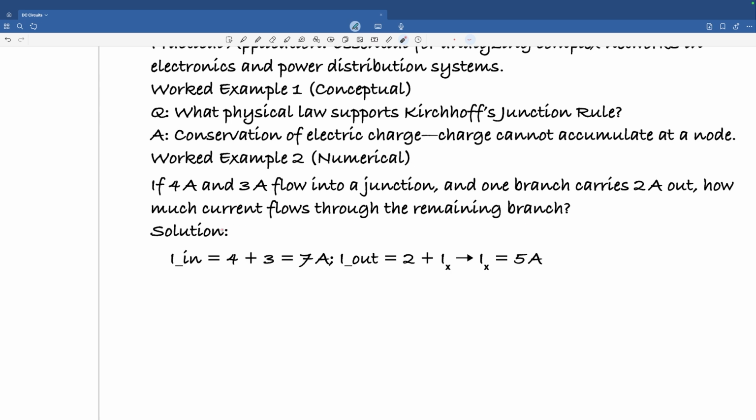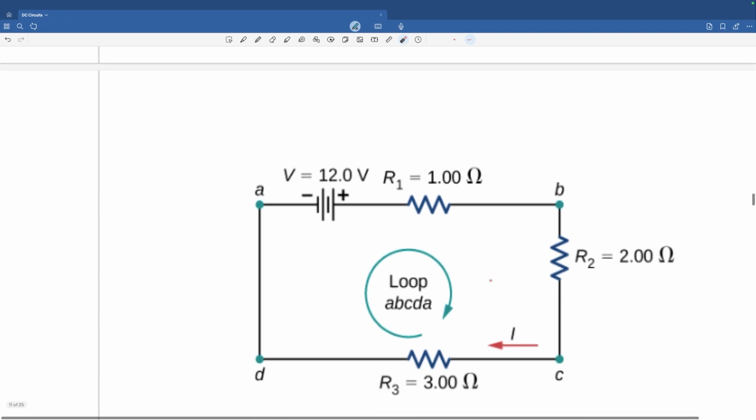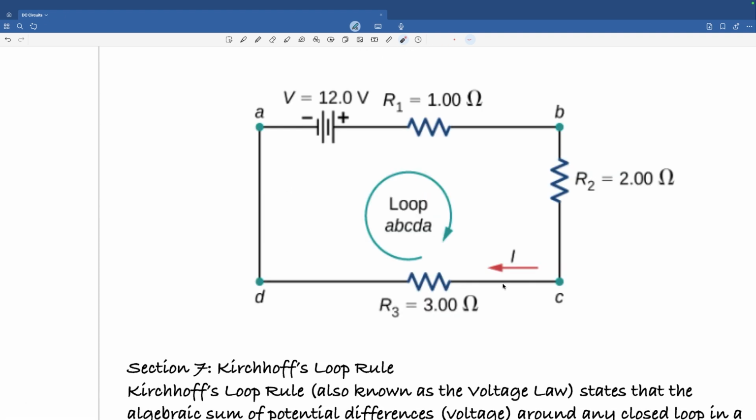And here is a simple problem. You should be able to figure that out. If the total coming in is 7 ampere and whatever is going out is 2 plus Ix, then what is Ix? I sub x is 5, of course. Okay. Let's go to the second rule called the loop rule. Now, a loop must always be closed. So if we start from A, B, C, D, A, that's the loop which is closed. You can see that's the electrical loop. Sometimes it's called a mesh.